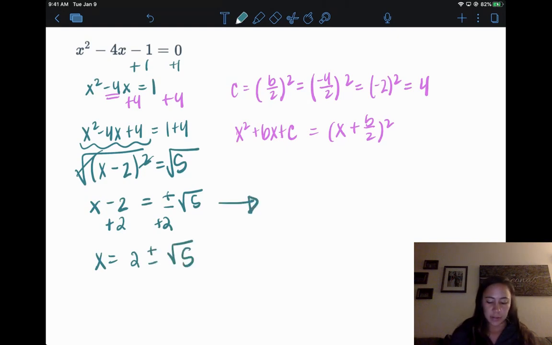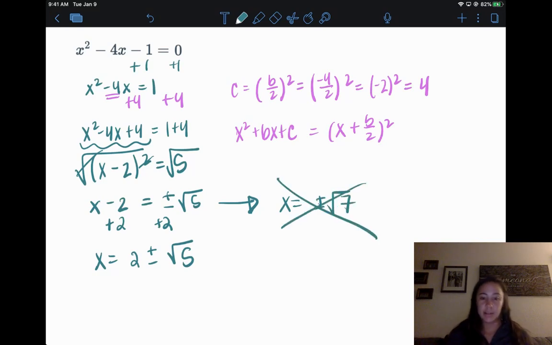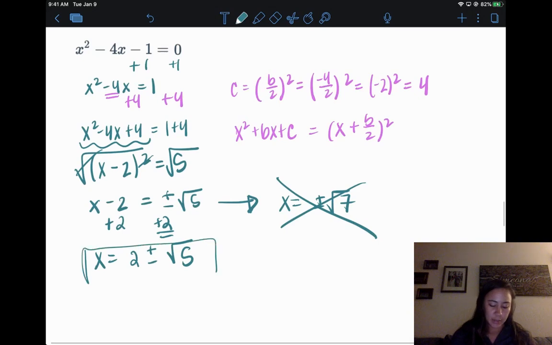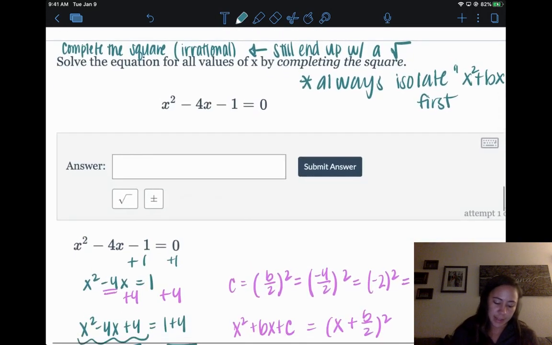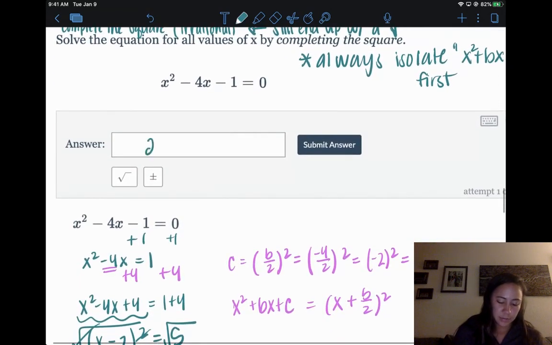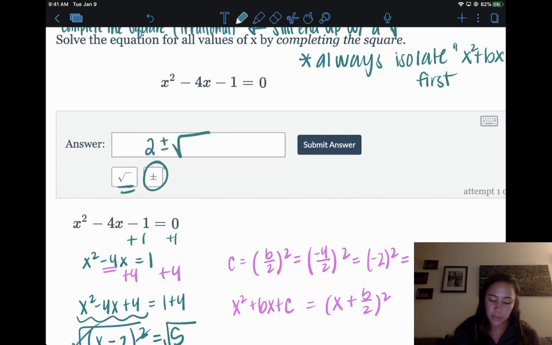If you go from here and write x equals plus or minus the square root of 7, that is incorrect. That is not how you do this, because 2 is not underneath the same radical, so we cannot add those together. So here's your final solution. Write that in your answer key: 2 plus or minus, here's your plus or minus, and then the square root of 5. Hit submit, and you're good to go.